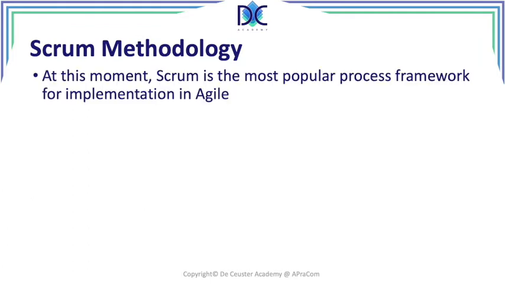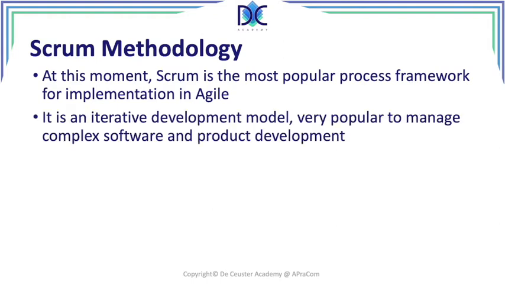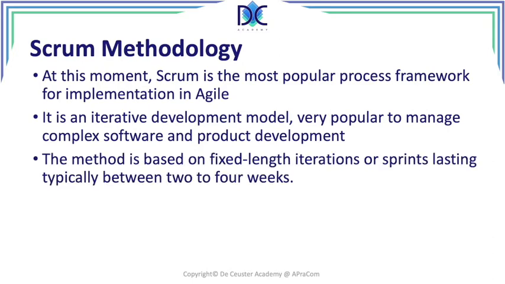First, the Scrum methodology. It's one of the most popular frameworks for implementation in Agile at this moment. People are talking about Scrum. We have Scrum Masters. People implement it in different environments. And Scrum has become very, very popular in the world of Agile. Scrum is an iterative development model, and it's very popular to manage complex software and product development.